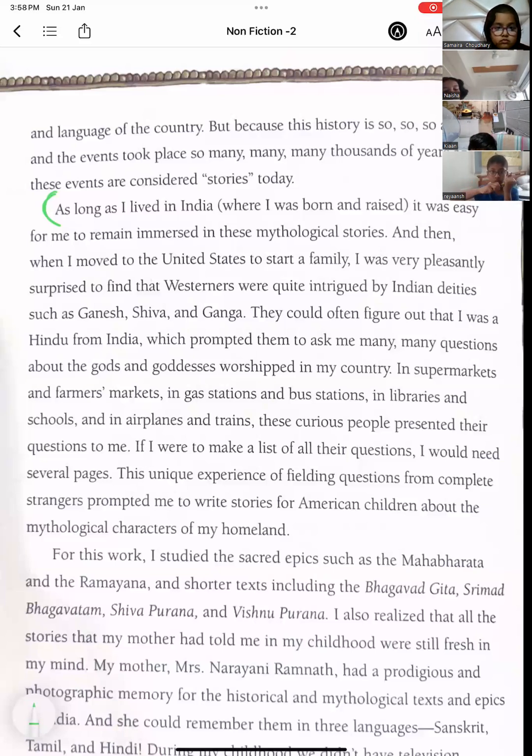to remain immersed in these mythological stories because every year we also celebrate our festivals, which is built around these stories. Agree? Like for Diwali we have Ram returning back after 14 years of... Come on, complete the sentence. Exile. Yes. Exile. Yes, good job.